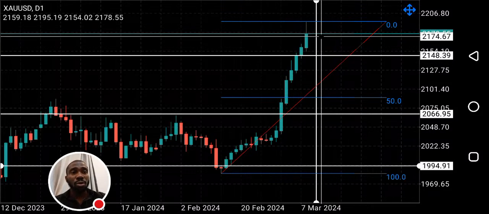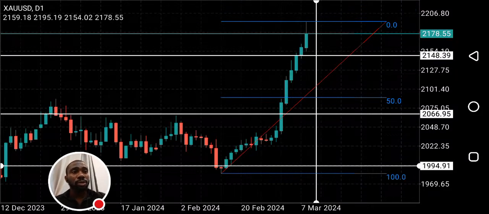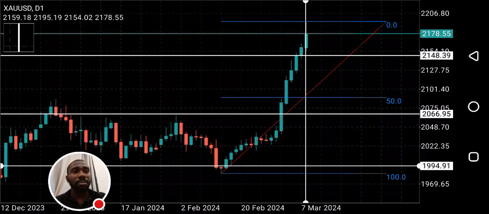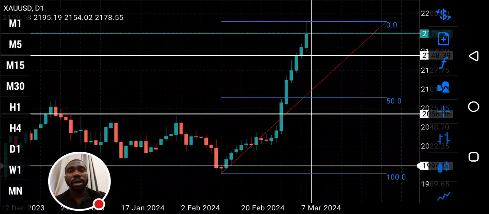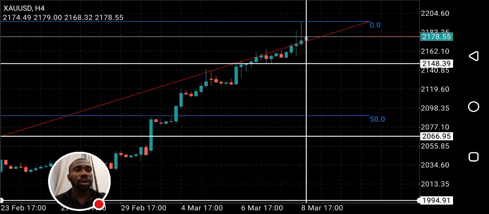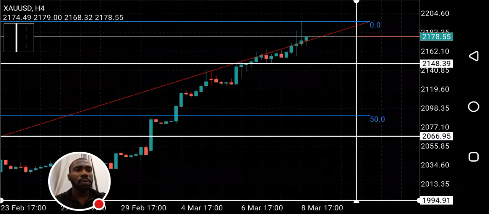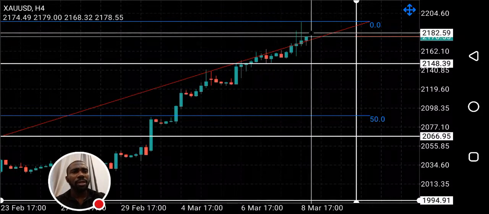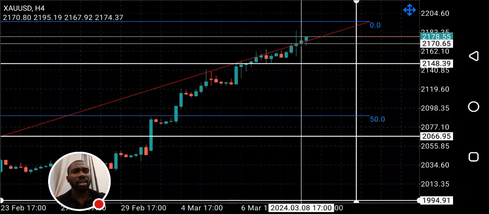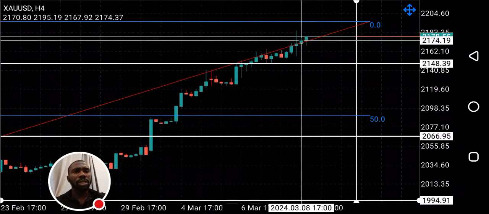Okay, so let's go down to the next lower time frame, which will be 4 hour. You can see the patterns we have here on 4 hour. This was a spinning top. This is a shooting star.